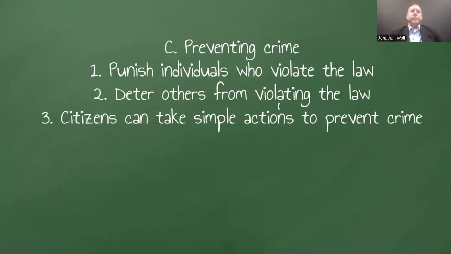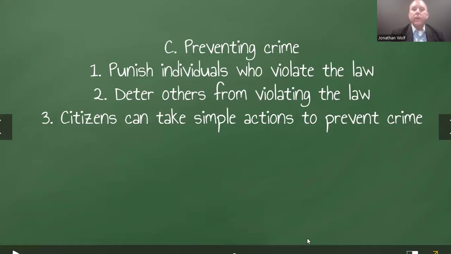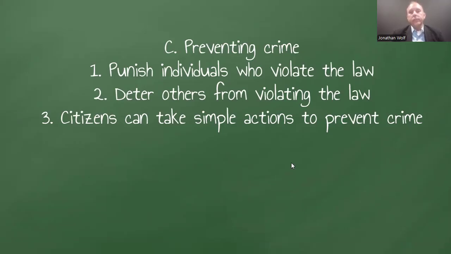Criminal justice system is also designed to prevent crime. So we have the criminal justice system to punish individuals who violate the law, and also to serve as a deterrence to others from violating the law. And number three, it says citizens can take simple actions to prevent crime. Sure, locking your car doors is one way to prevent crime. Walking in pairs if you go to a city, for example.